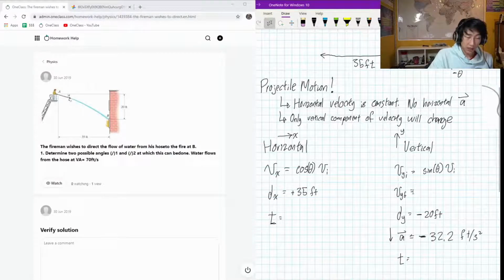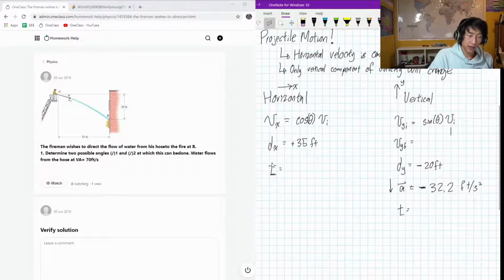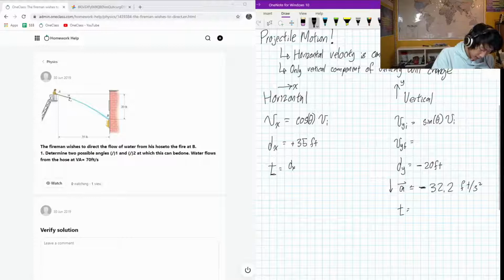Our final velocity, we don't know that quite yet, and our time that it will take, we also don't know that yet, but we know that distance and velocity are related to each other through time. So we know that we can do distance divided by the horizontal component of the velocity is going to be equal to the time. So we have 35 feet divided by cosine theta Vi, and that will be our time.